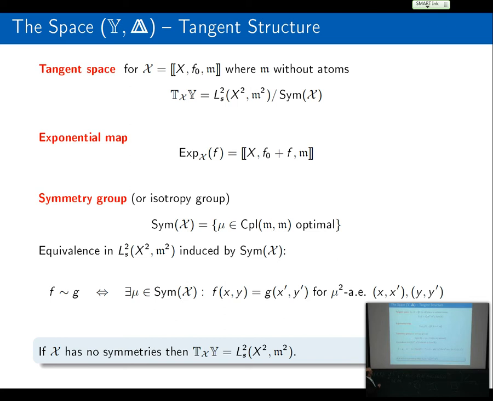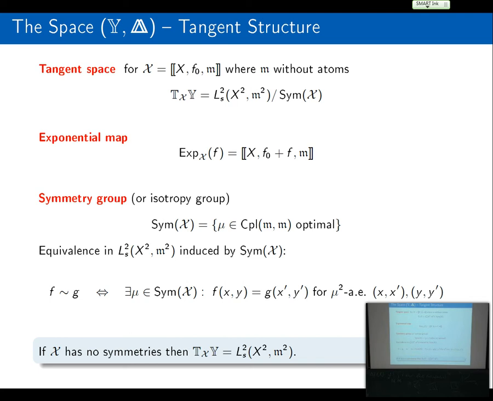So the tangent space is this L2 space modulo the symmetry group, or isotropy group. And this is, in the sense of this singular space, the space of optimal couplings of a space with itself which do not cost anything. For instance, this space has one non-trivial element, namely identifying the left with the right-hand side. You can make this mirror here. You map these 2 points to these 2 points. It preserves the distance. Preserving the distance means producing no cost.